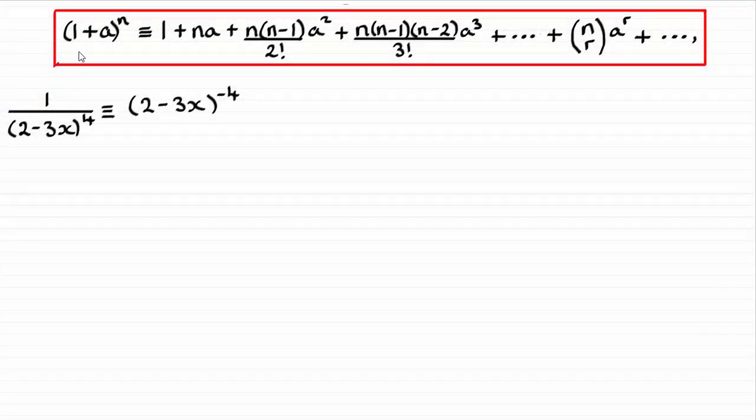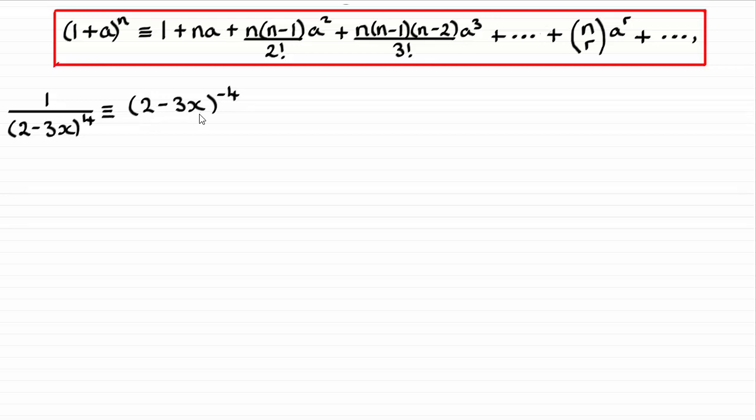Now, we've already seen that we can expand (1 plus a) to the power n, if n is a fractional power or a negative power, by this formula here. But what happens if we don't have a 1 in this position? How do we handle problems like that? To demonstrate that, I've got this example here where we've got 1 all over (2 minus 3x) to the power 4. When I rewrite this, you can see we end up with (2 minus 3x) to the power minus 4. And instead of having a 1 here, we've now got this 2.